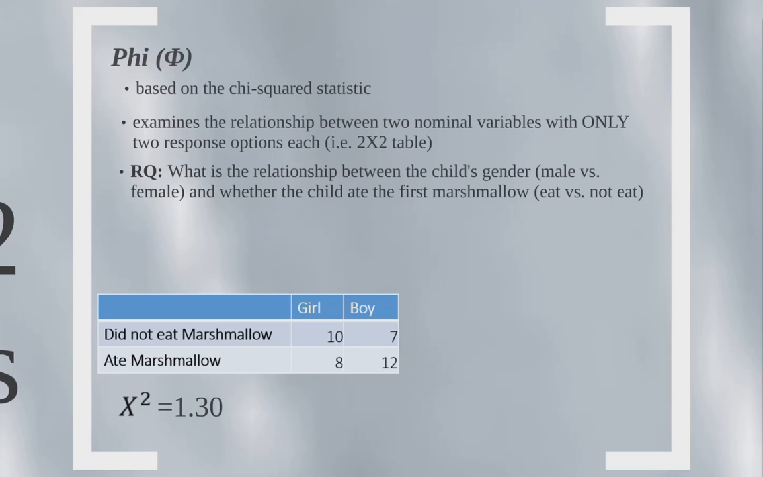Just for brevity's sake, I've calculated the chi-squared statistic for this. If you were to do this by hand or with SPSS, your chi-squared would come out to be 1.30. We're going to use this statistic and plug it into our formula. Our basic formula for phi, the symbol here to the left, is phi equals the square root of chi-squared divided by n, or divided by sample size. Remember, n is always sample size in this case.